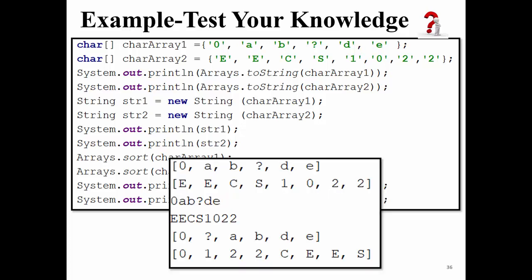So the first one will print the array as it is, and then I convert it to a string. I can take the character array and convert it to a string. That's easy. And the second one, I'm taking the array and sorting it based on the ASCII code. As you can see, 0122 EECS, sorted based on the ASCII code. Any questions? Okay.